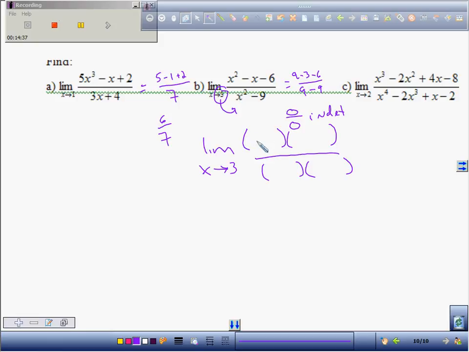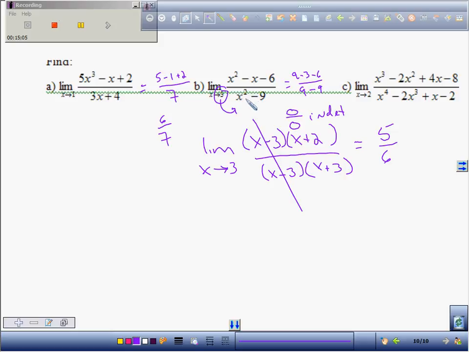Okay, so what you do? You factor the bottom, okay? And then you factor the top. What does the top factor to? x minus 3 times x minus 2. And then you can cancel this out, okay? Like that. And then you can plug this in, okay? And you get 5 over 6.